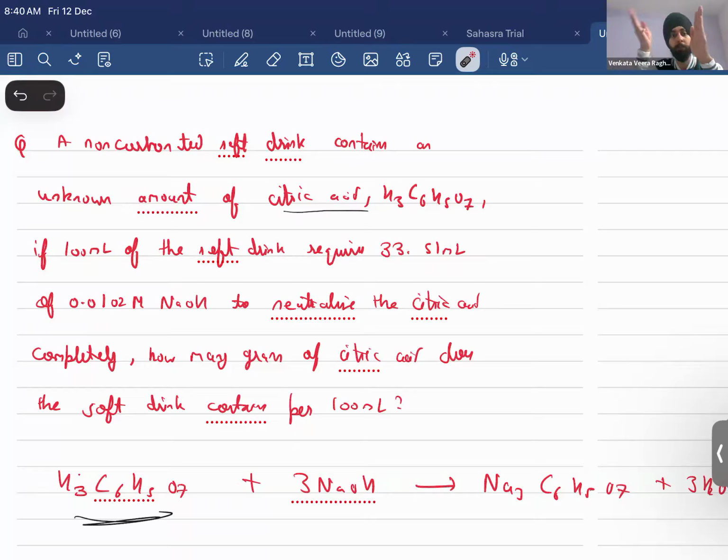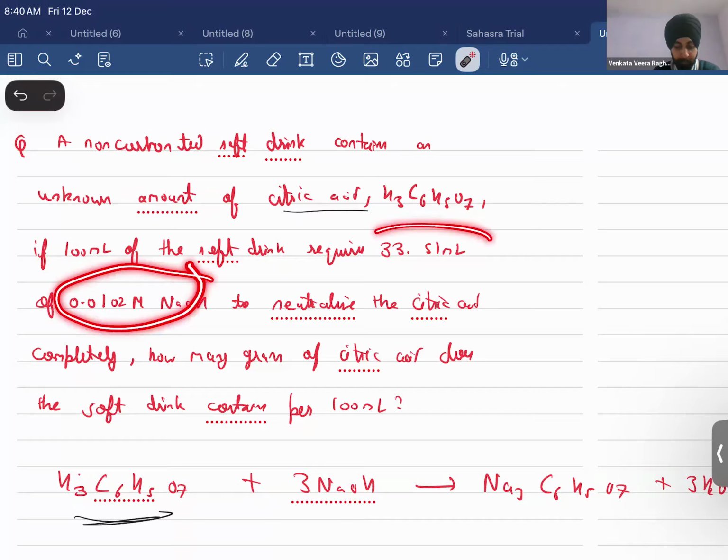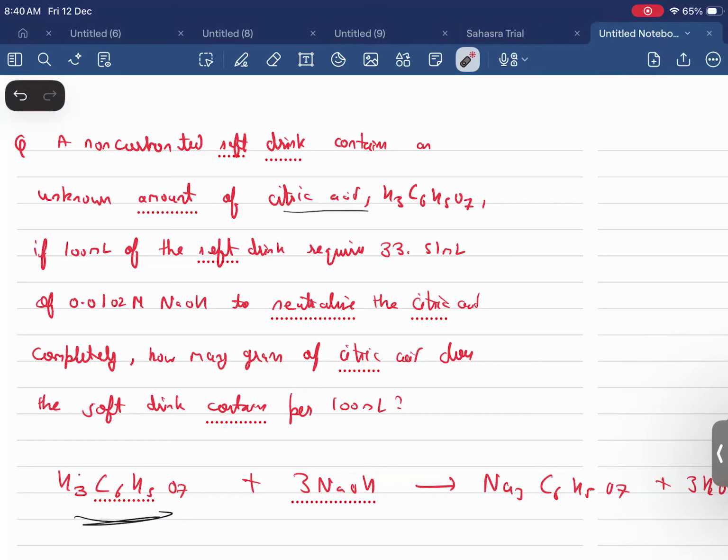Number of moles of H plus will be equal to number of moles of OH minus, right? So I can get the number of moles of OH minus from here, and I will be equating that to the number of moles of H plus. So find the number of moles of H plus first, or you can find the molarity of H plus as well. Is that clear? Yes, sir. Okay.